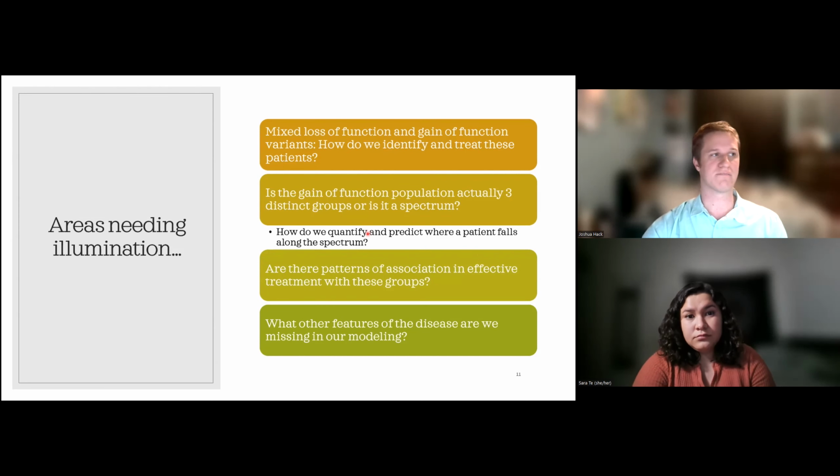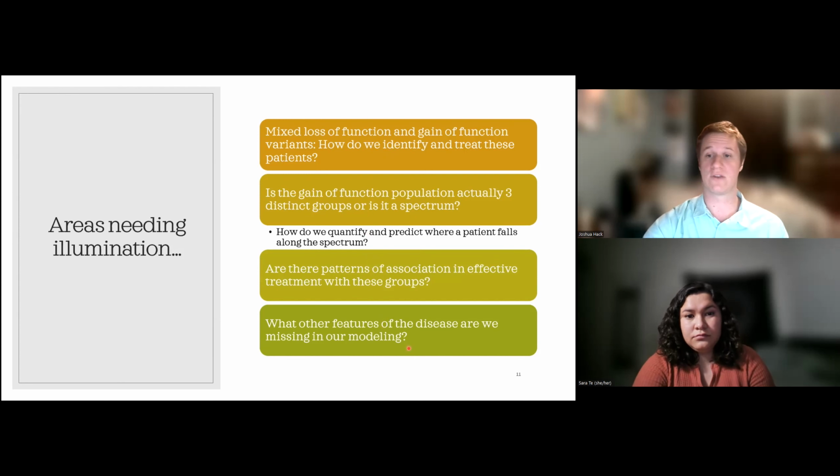Another one is, is the gain of function population actually 3 distinct groups, or is it more of a spectrum? And if it is a spectrum, how do we quantify and predict where a patient falls along that spectrum? Are there patterns of association in effective treatments within these groups? And then what other features of the disease are we missing in our modeling?